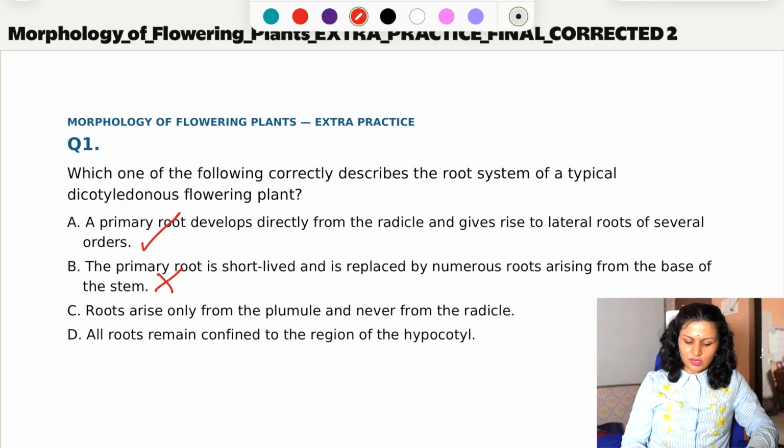This sentence is for fibrous roots of monocots. The roots arise only from the plumule. This is false. It arises from the radicle. All roots remain confined to the region of hypocotyl. This is false because in adventitious root system, the roots can arise from any part of the plant other than the radicle and the hypocotyl. Right? So the correct answer for question 1 will be A.